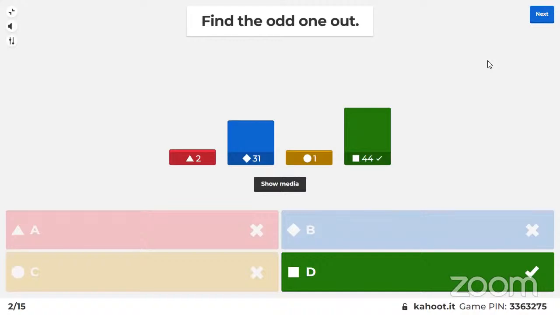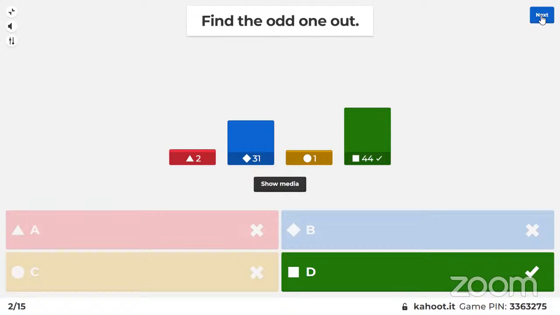Okay, so the time's up. So the correct answer was option D. 44 among you have answered it correctly. Again, guys, this kind of question, like odd one out, is an important category of question which has been asked in the aptitude section. Also, this kind of question is really important for the JEE paper 2 examination.